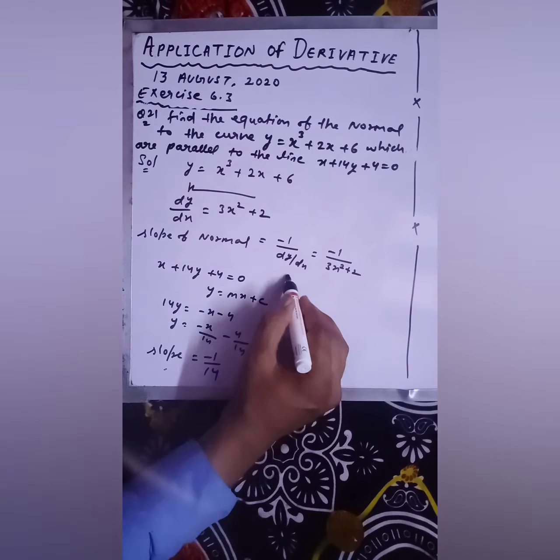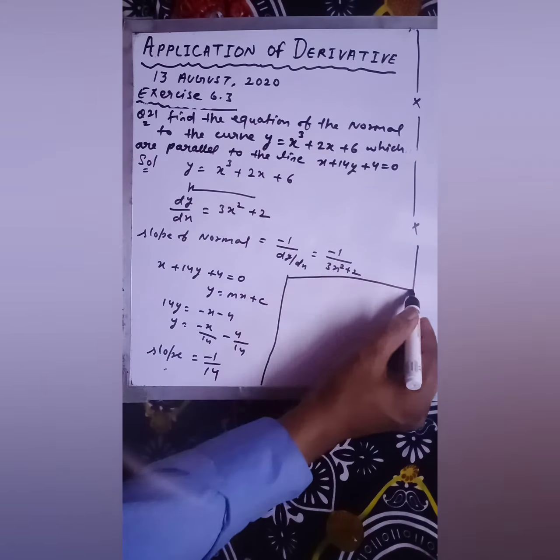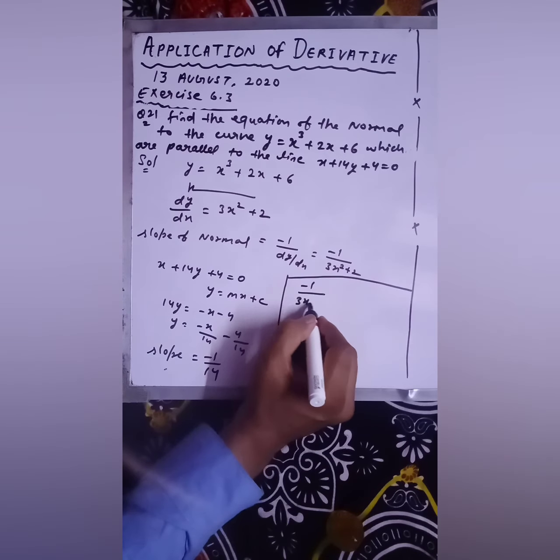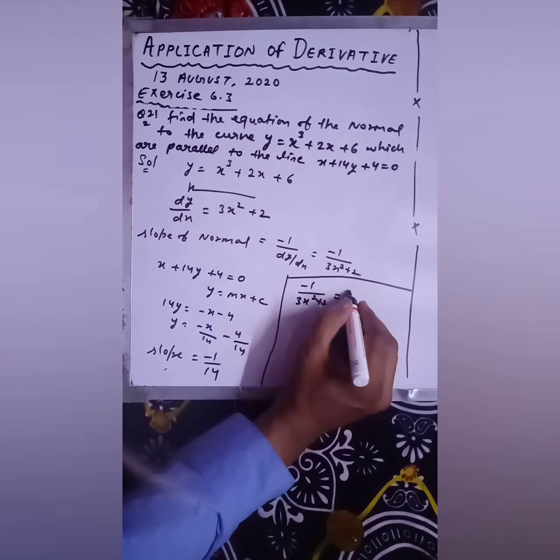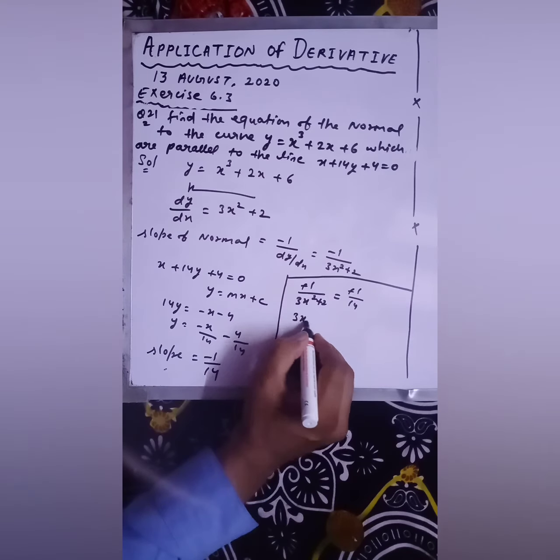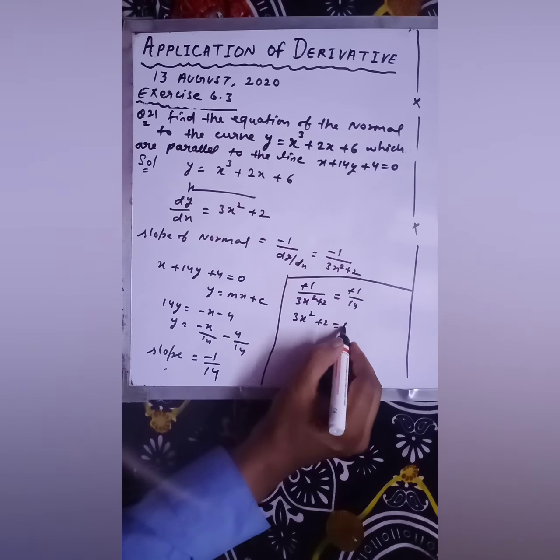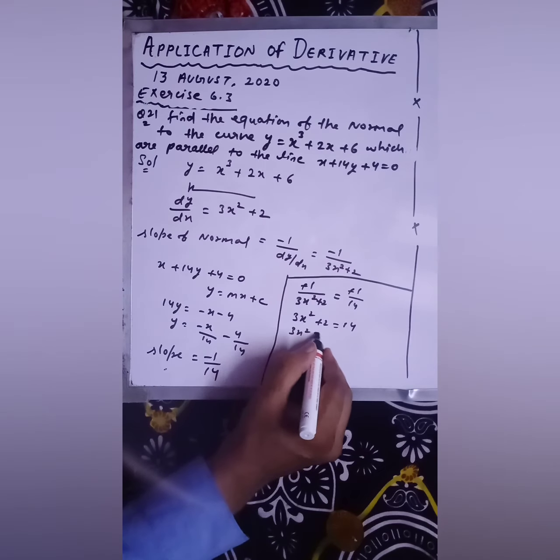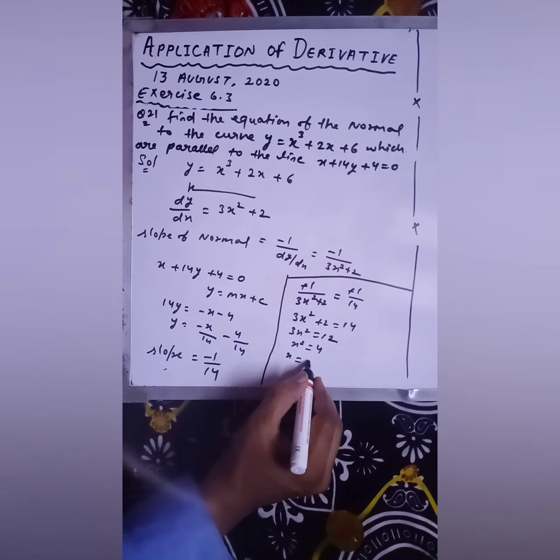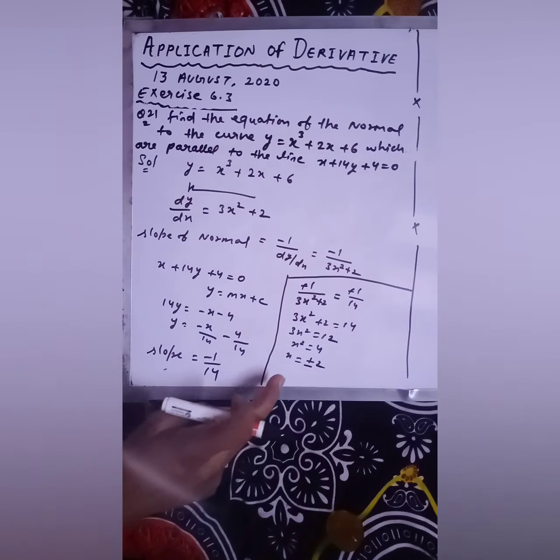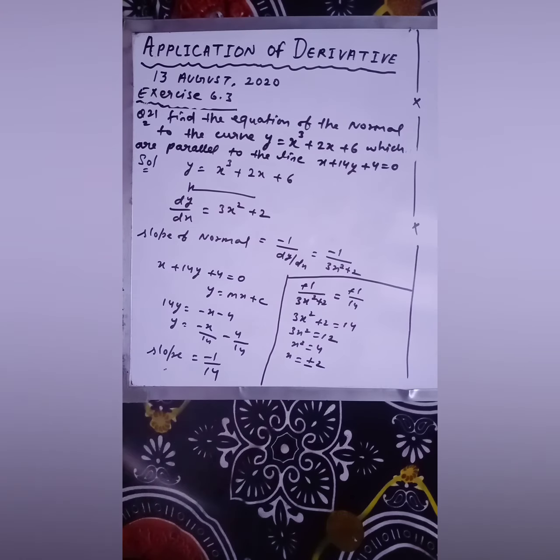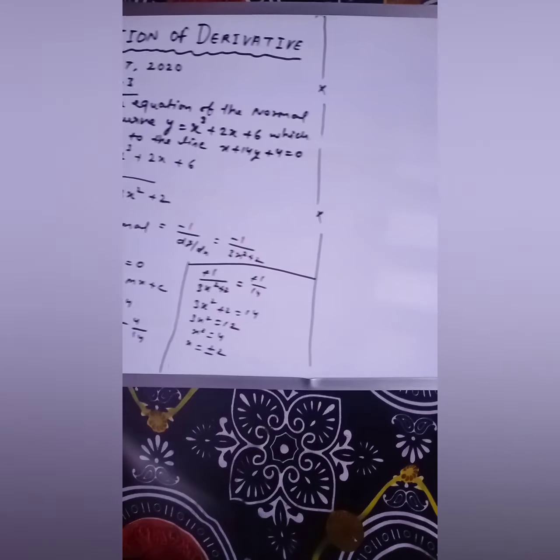Okay, so now this slope and this slope must be equal if they are parallel. So here I am solving this. Minus 1 upon 3x square plus 2 is equal to minus 1 upon 14. Minus and minus will cancel out and you have to cross multiply. 3x square plus 2 equals 14. 3x square is equal to 12. x square equals 4. x is equal to plus minus 2. Here we are getting the two values of x. I'm solving this on the next page.